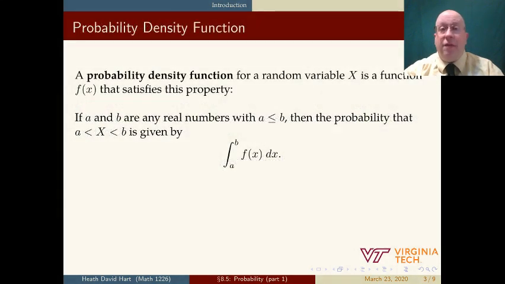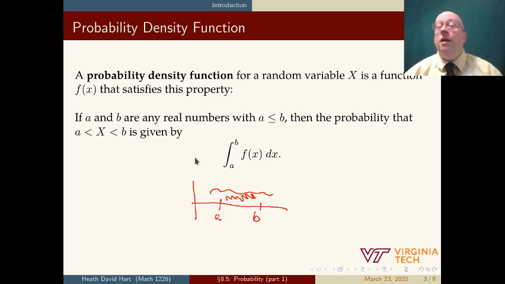Every random variable has associated with it a probability density function. It's a function that satisfies this property. If a and b are any real numbers with a less than or equal to b, then the probability that x is between a and b is given by the integral of the function f of x. In other words, if we look at the function from a to b, the area underneath that function is the probability that x is between a and b. So it's a function that gives us probabilities in the form of integrals.